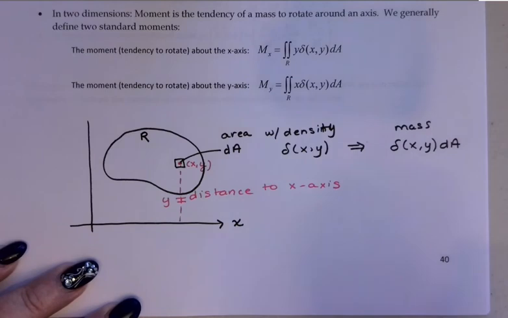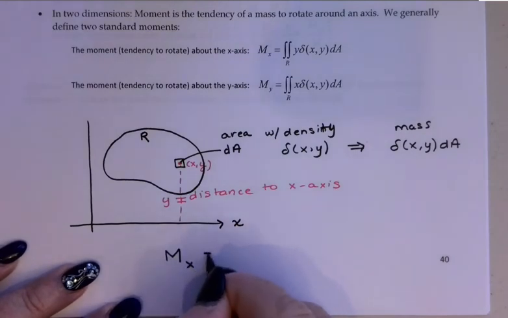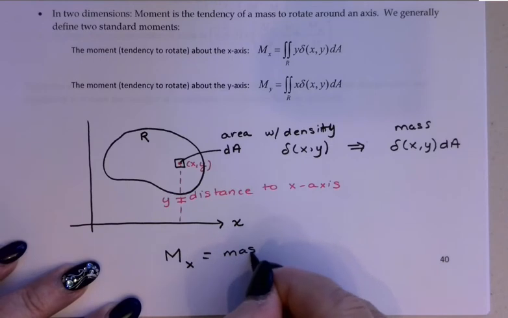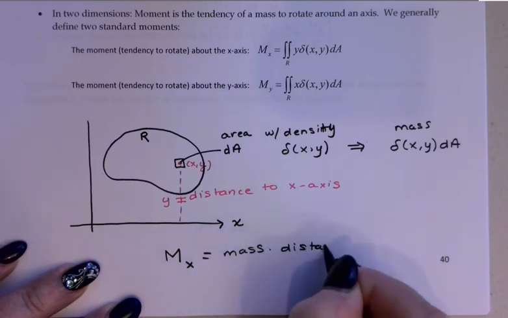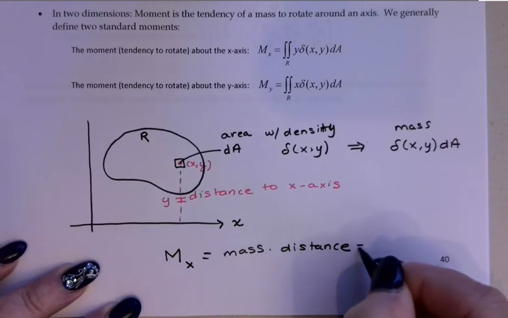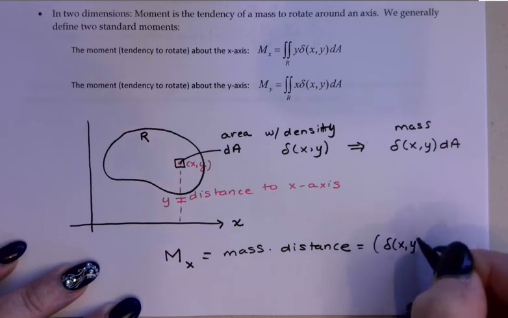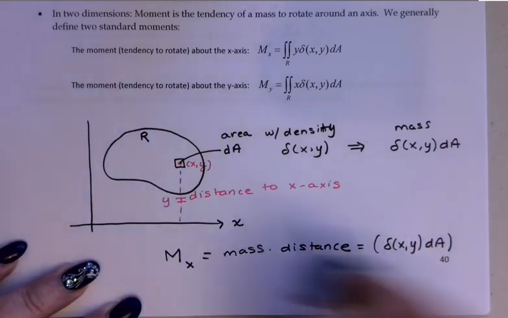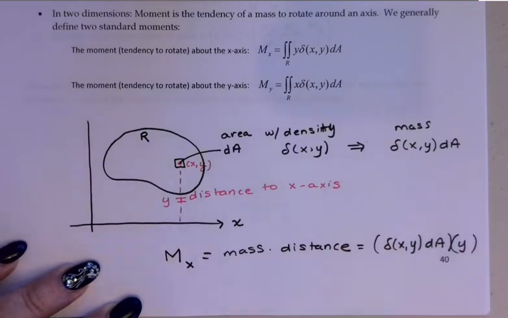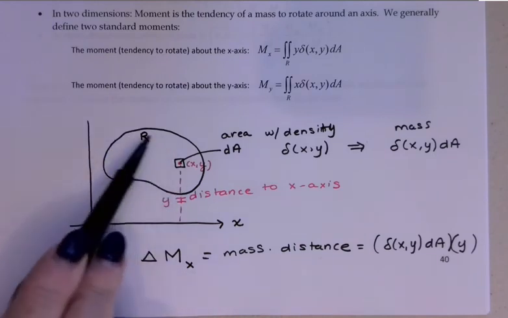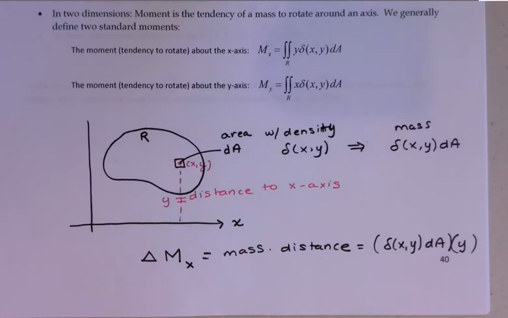So if I want to do my moment with respect to the x-axis, just like I did way back in the one-dimensional case, moment is mass times distance. That's going to be this mass, delta of x and y, dA, times the distance, y. Actually, I should probably call that delta of the moment. It's just a little piece of the moment, because again, I would have infinitely many little pieces inside my region that I would have to add up.